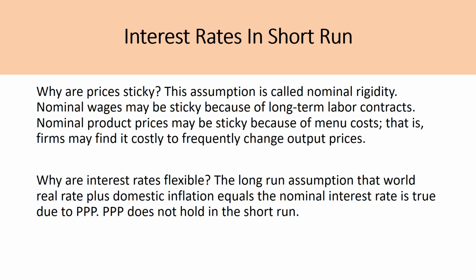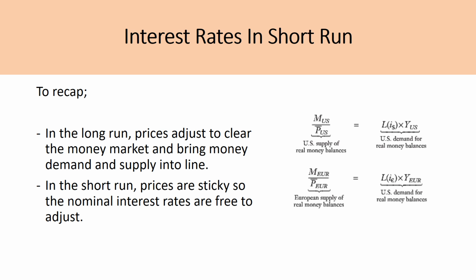The world real interest rate plus domestic inflation does not have to equal the domestic nominal interest rate, because PPP does not hold true in the short term. Instead, interest rates can adjust and they're very flexible in the short term. Okay. So, to recap, in the long run, prices adjust to clear the money market and bring money demand and supply into line. In the short term, prices are fixed, right? So the nominal interest rates are free to adjust. So the adjustment comes through the nominal interest rate instead of the price level.